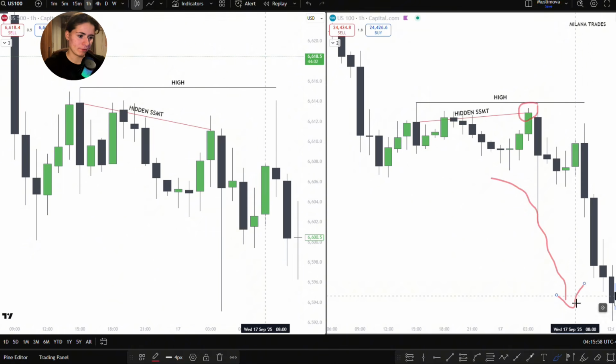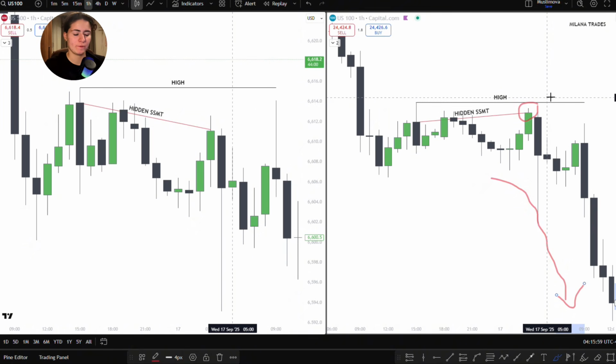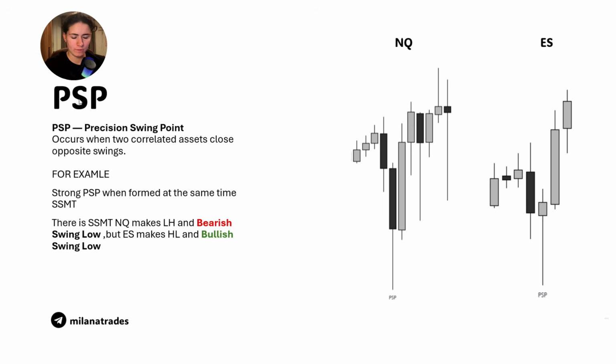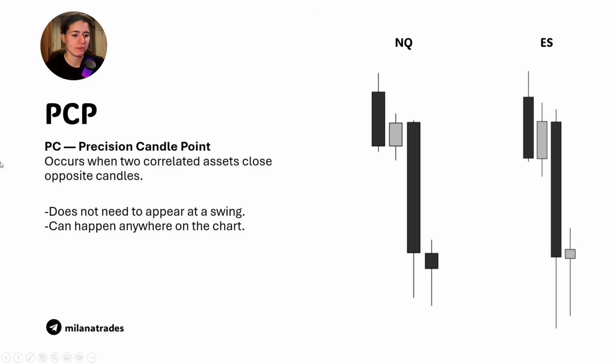And there are a couple of additional signals that can give you strong confirmation. First, it's a precision swing point. The precision swing point occurs when two correlated assets close opposite swings. Look at this example. NQ makes a bearish swing low, while ES makes a bullish swing low. When the signals align with SMT divergence, the PSP becomes much stronger, giving us a more precise entry point. And the second strong signal is precision candle point. It happens when two correlated assets close opposite candles.